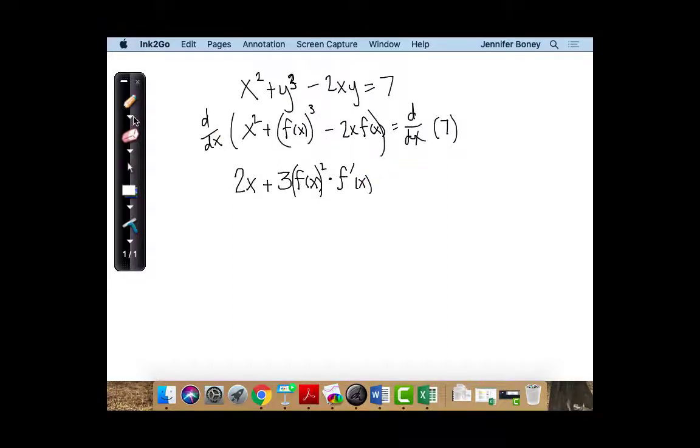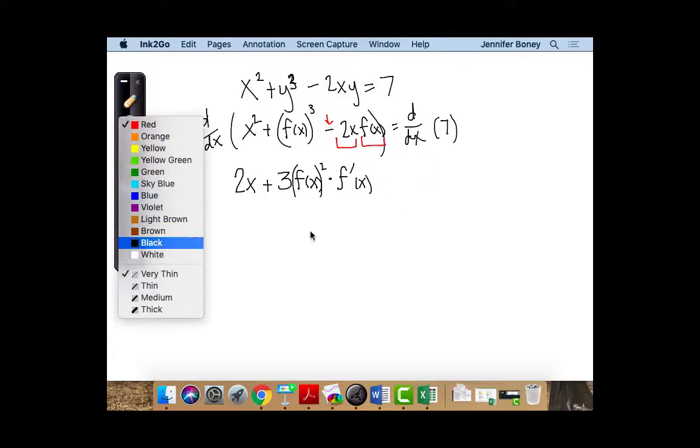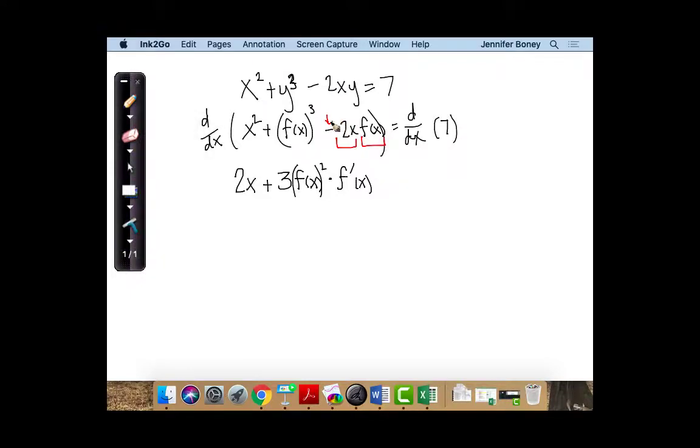This third term here, I'm going to use the power rule with it. So I've got negative 2x times f of x. And I know how to find the derivative of either of those with respect to x individually: 2 or negative 2, depending on how you want to group this with parentheses or with the negative inside or outside. And the derivative of f of x, well, f prime of x. So using the product rule, I'll use the negative as a part of this.